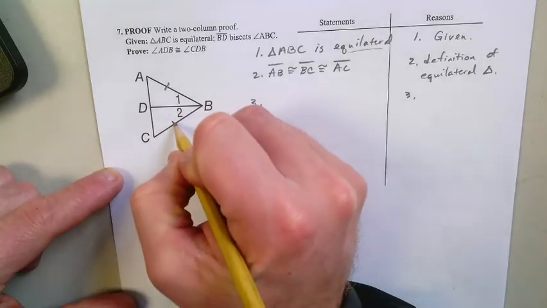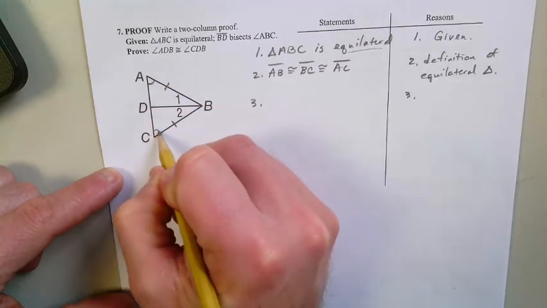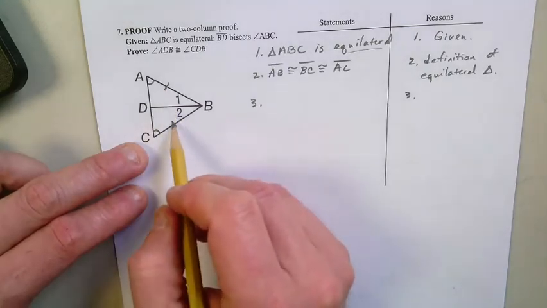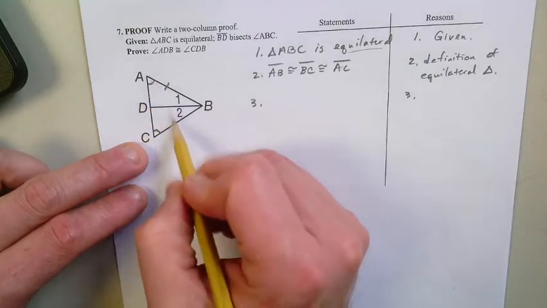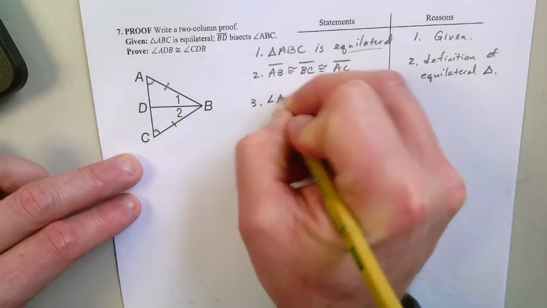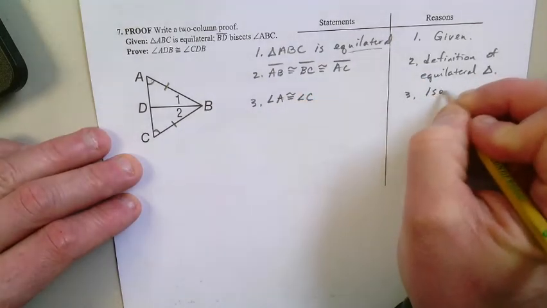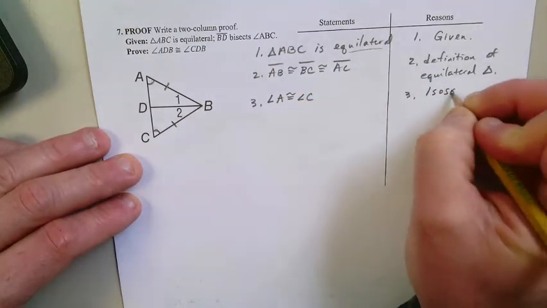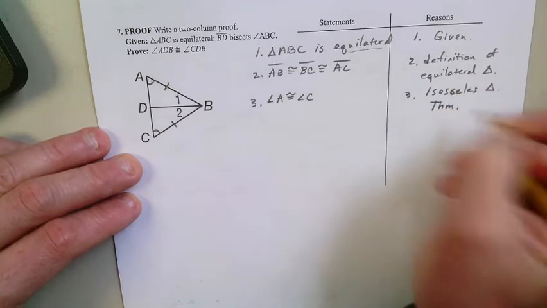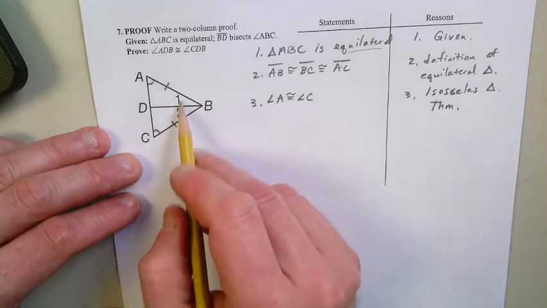So I'm going to say this angle here is then congruent to this angle here. And the reason for that is the isosceles triangle theorem. If this side's congruent to this side, these angles have to be congruent. So I'll say angle A is then congruent to angle C by the isosceles triangle theorem.